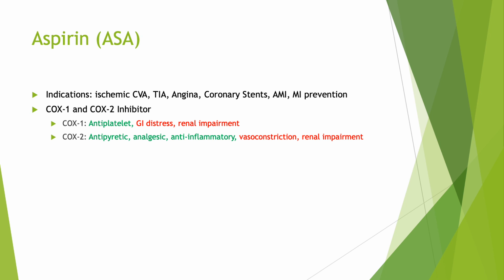So just as a quick reminder, you can see the therapeutic effects of aspirin in green associated with inhibiting COX-1 and then COX-2, but you can also see the negative effects in red associated with inhibiting COX-1 and then COX-2. So one key aspect to remember about aspirin is that the action will occur on the platelet for the life of the platelet. It's irreversible.